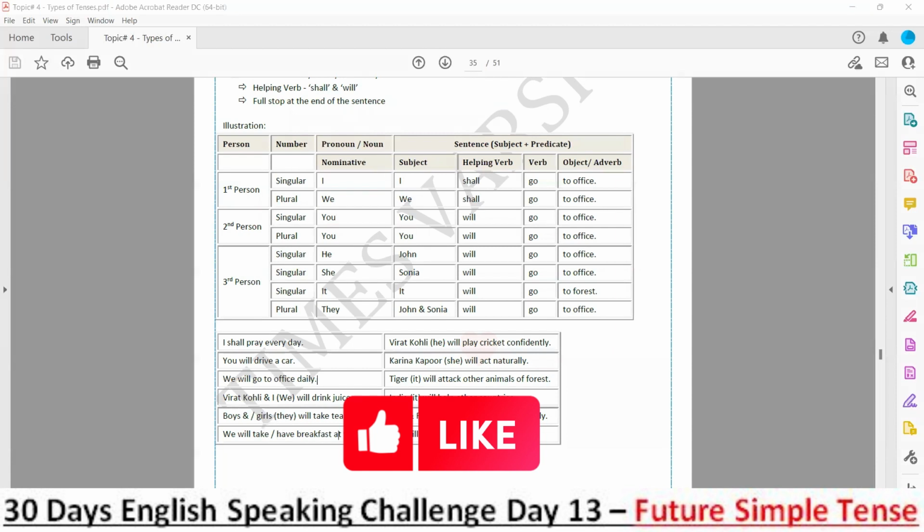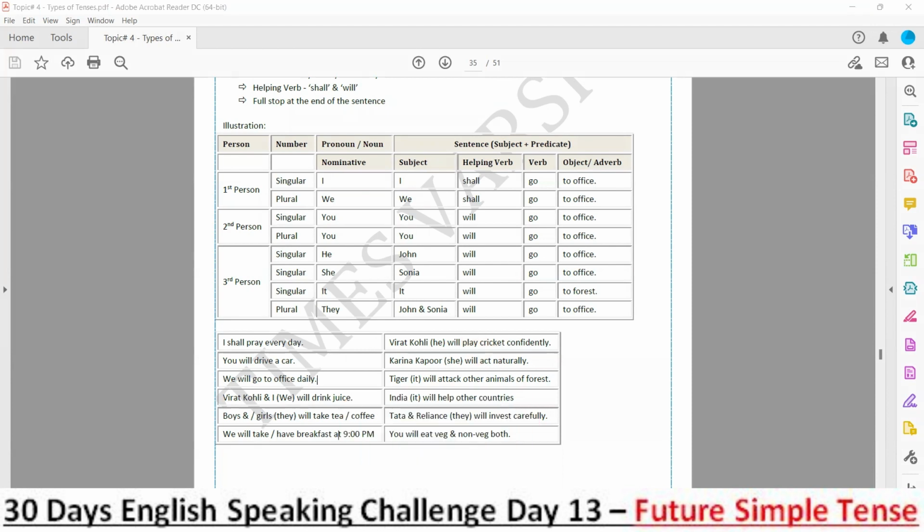Next. Virat Kohli will play cricket confidently. विराट कोहली क्रिकेट कॉन्फिडेंस के साथ खेलेगा. Yes, perfect. Next. Kareena Kapoor will act naturally. करीना कपूर नेचुरल एक्टिंग करेगी. ठीक है. Tiger will attack other animals of the forest. टाइगर अटैक करेगा दूसरे एनिमल पे. Right. India will help other countries. इंडिया हेल्प करेगा दूसरी कंट्री को.